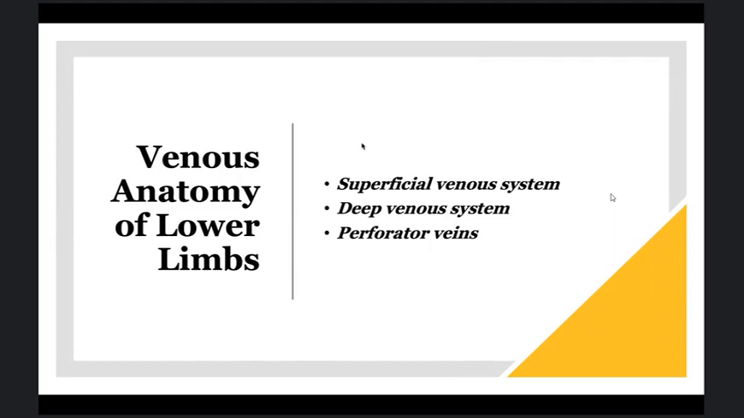I will talk shortly about the venous anatomy of lower limbs. The venous system of lower limbs is composed of superficial venous system, deep venous system, and perforators. Okay, just to remind you of the venous anatomy of lower limbs.